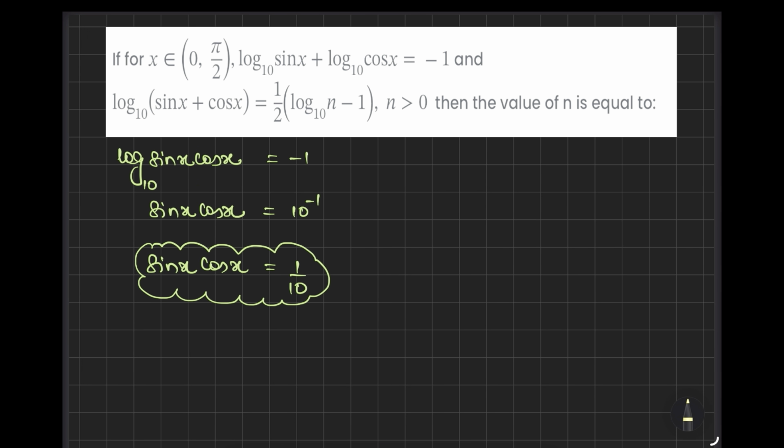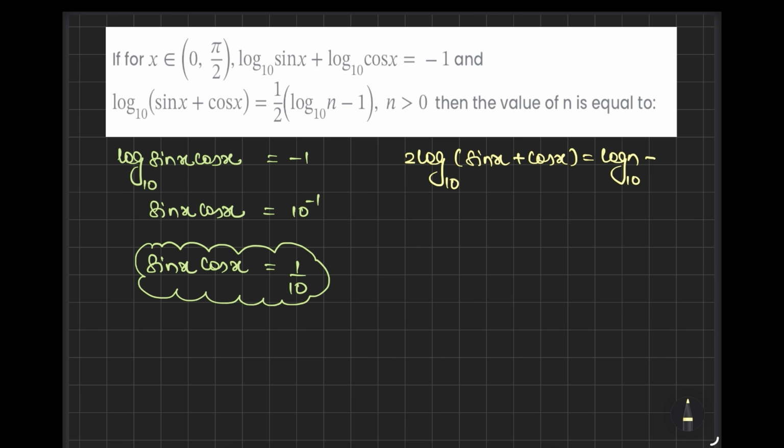Now we have log this side, log this side. We can compare if we get rid of this 2. So what I will do, I will send this 2 to this side. So it will become 2 times log base 10 sin x plus cos x equals log n base 10 minus, okay, everything is written in terms of log, only this one is having some problem.